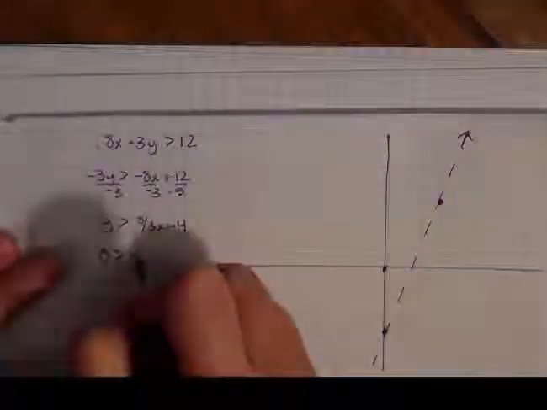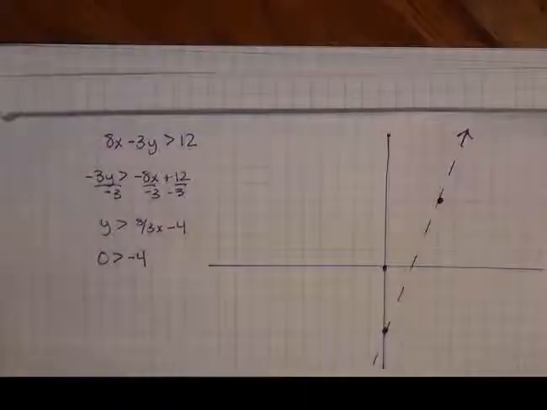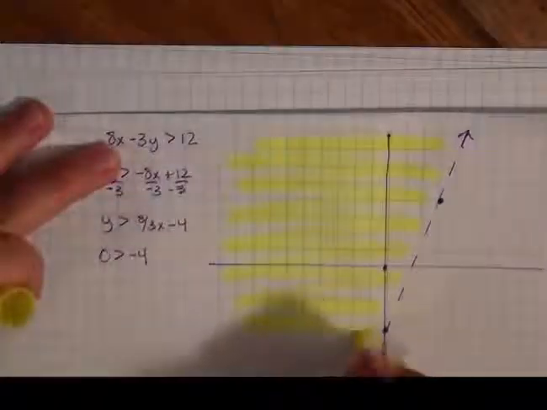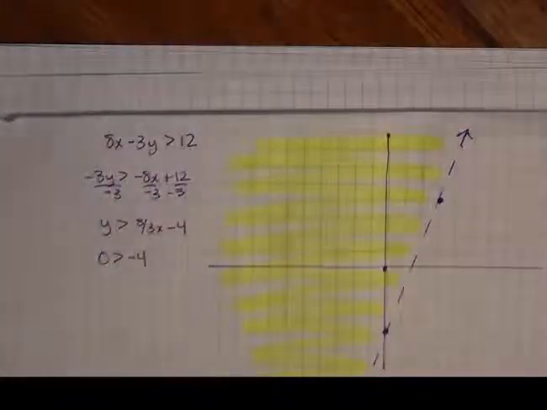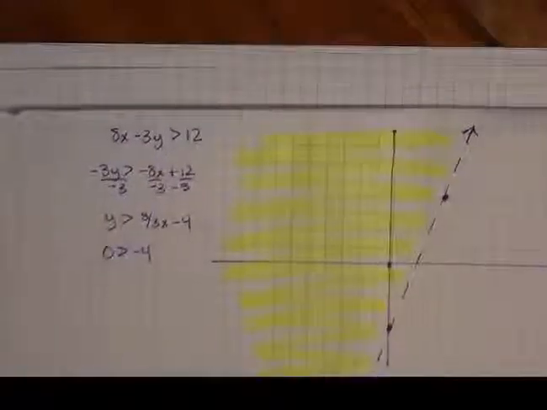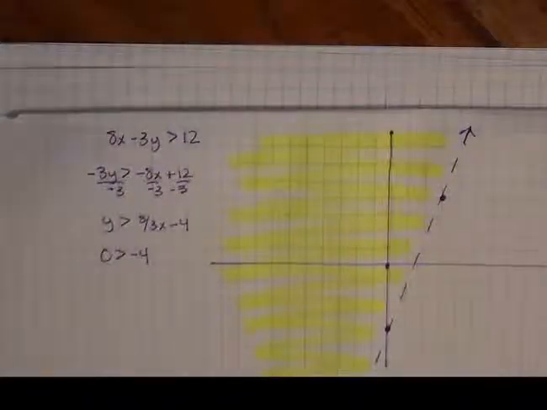And I get 0 is greater than negative 4, which is true. And so I will shade this side of my graph. And that is how you graph linear inequalities in two variables.